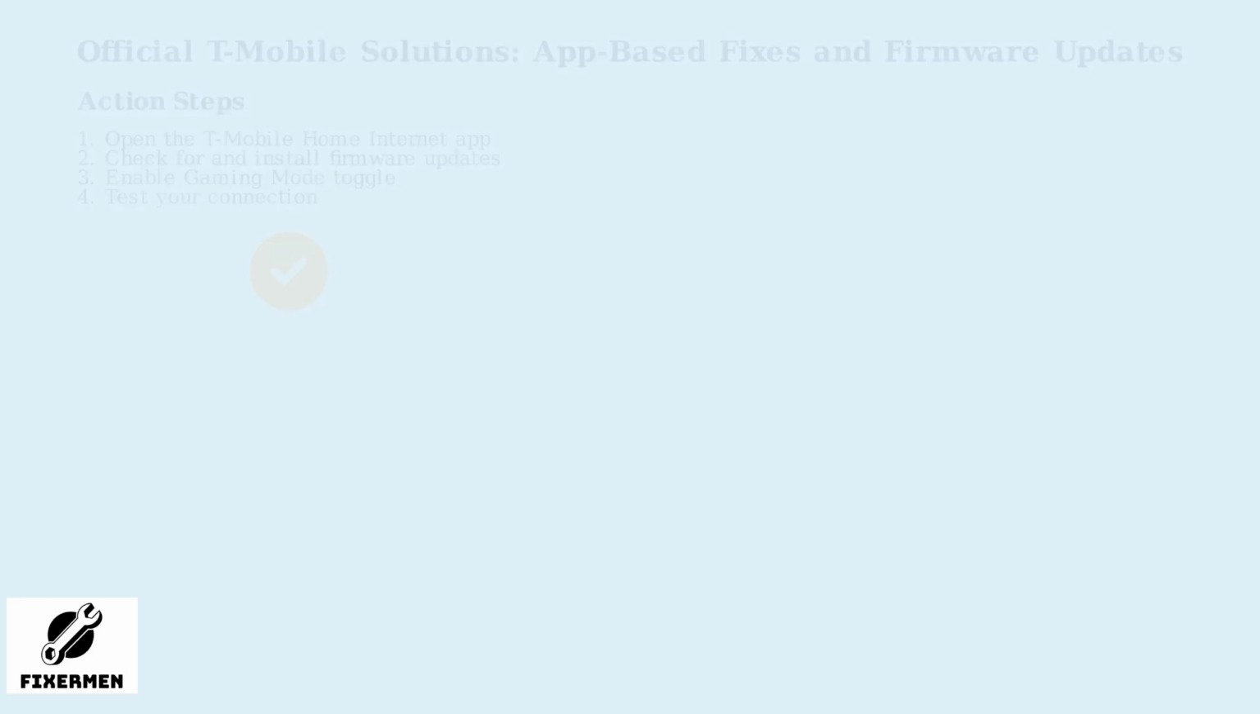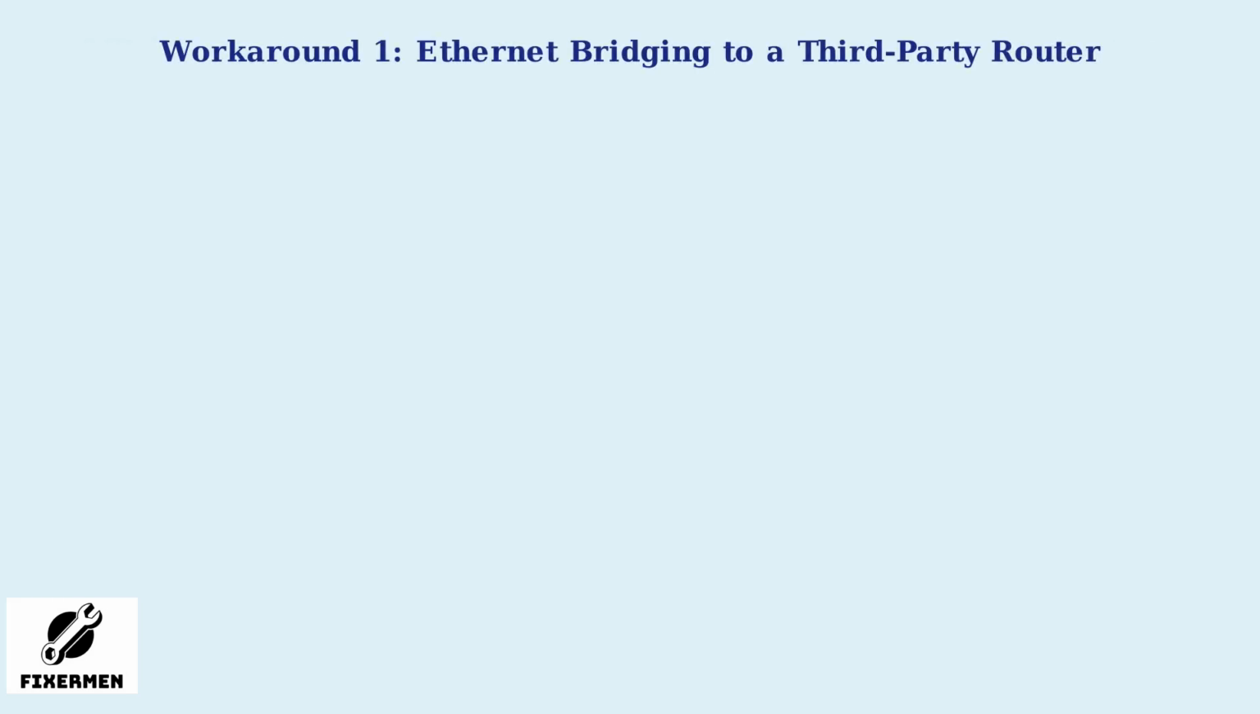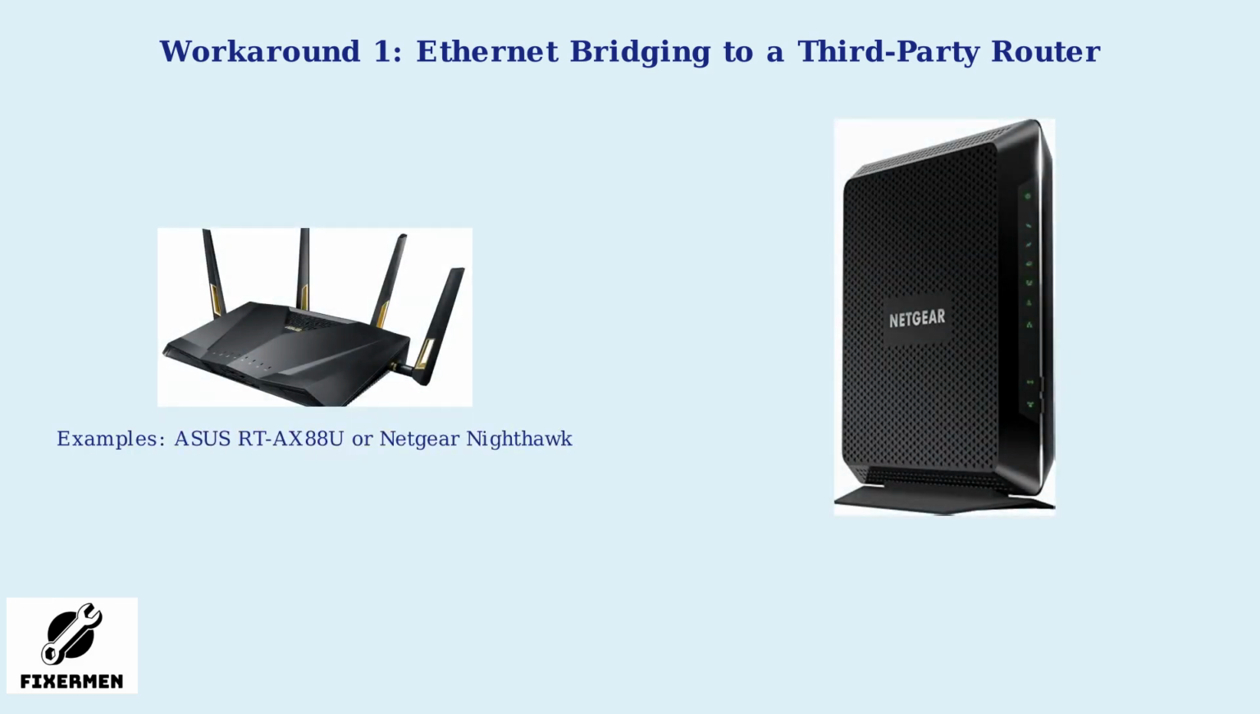One effective workaround for managing NAT with T-Mobile Home Internet is to connect a third-party router to the TMHI gateway using Ethernet in bridge mode. This setup allows the third-party router to handle NAT, giving you greater control over network connections. Popular third-party routers like the ASUS RT-AX88U or Netgear Nighthawk can be used for this purpose. These devices offer advanced features for managing NAT settings.